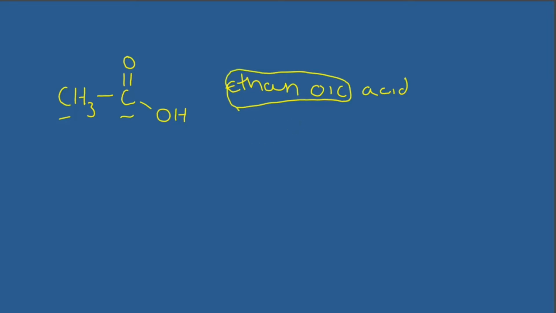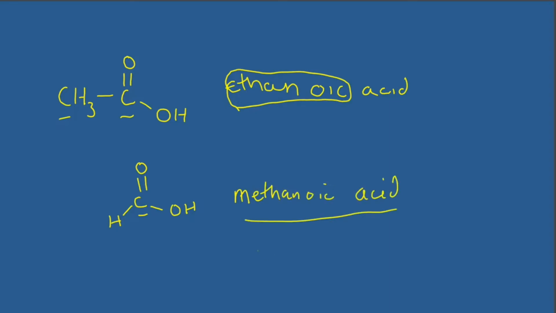And obviously the simplest acid. So here I have my carboxylic acid group, like that. If I didn't have a carbon on there and I have a hydrogen, it would have 1 carbon in it. So in this case it would be methanoic acid. Nice and straightforward there.